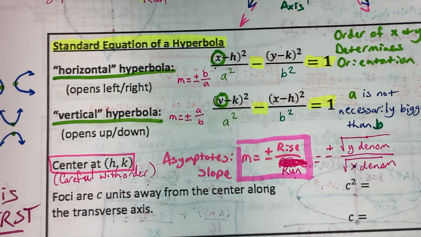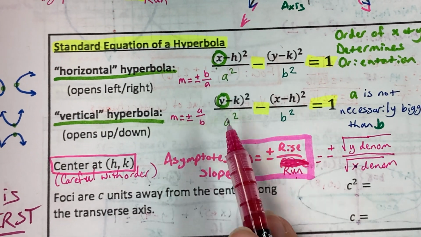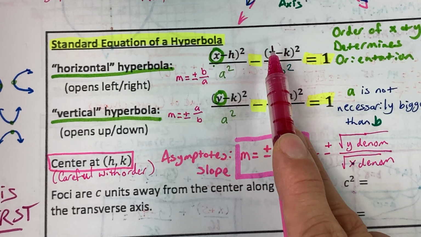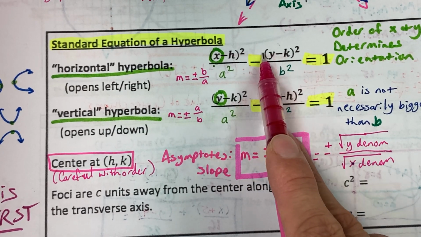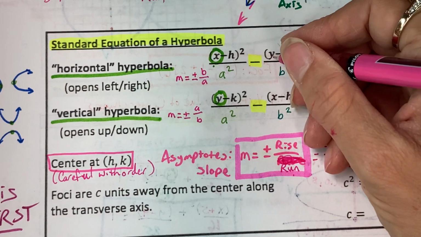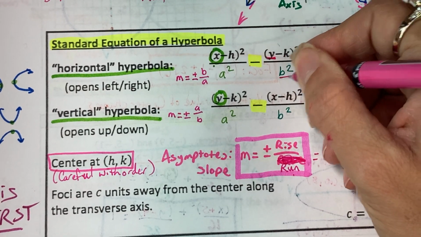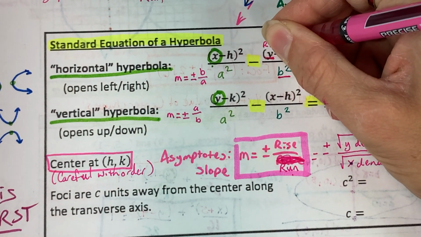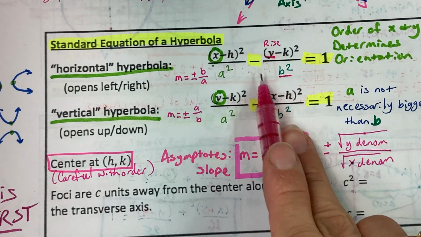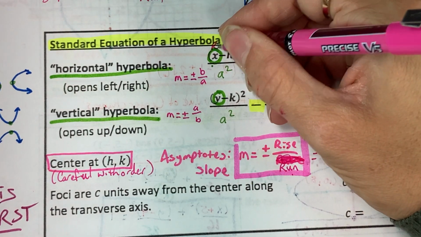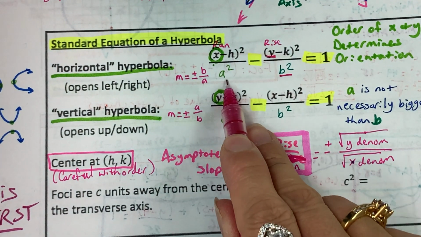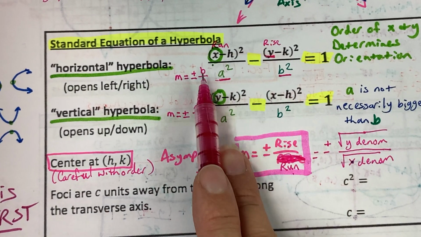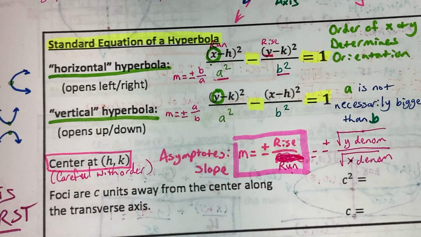So if I look at this first equation and I think about rise, which variable corresponds to rise, x or y? Well, y is rise, or the upward direction. So my rise comes from this denominator, b. So we'll go ahead and write rise there, and then my run comes from x. So I use the square root of that denominator. So rise, b; run, a.